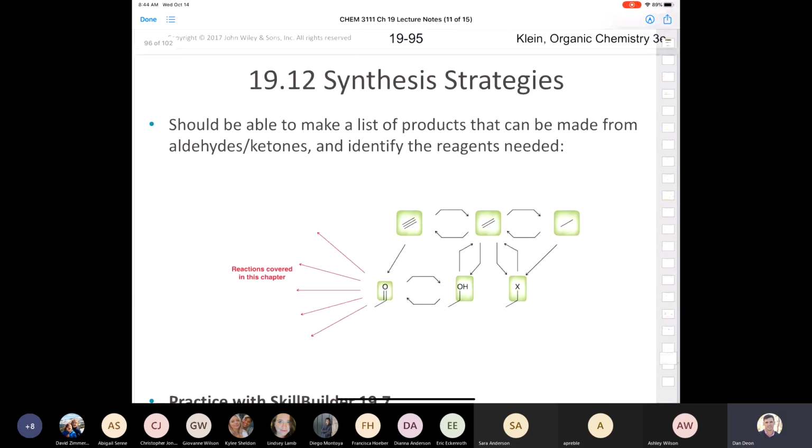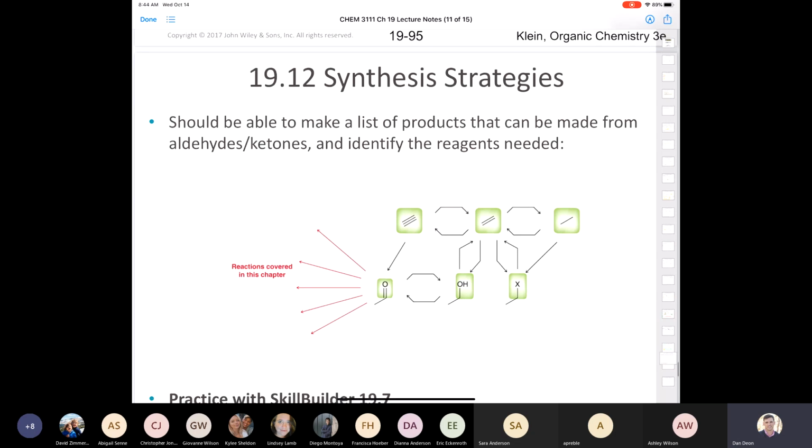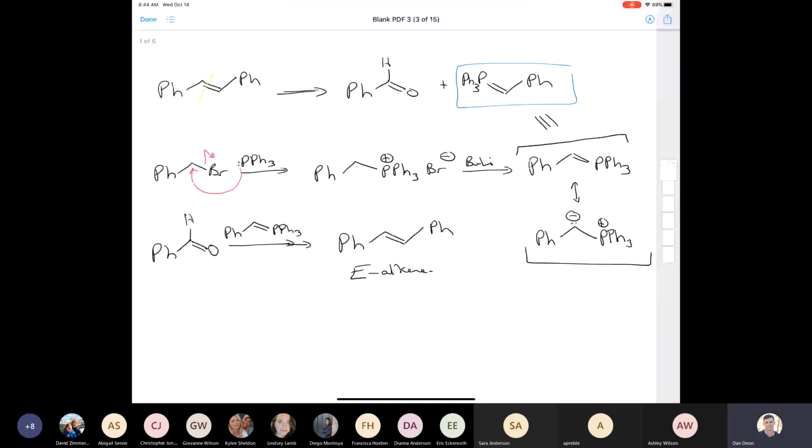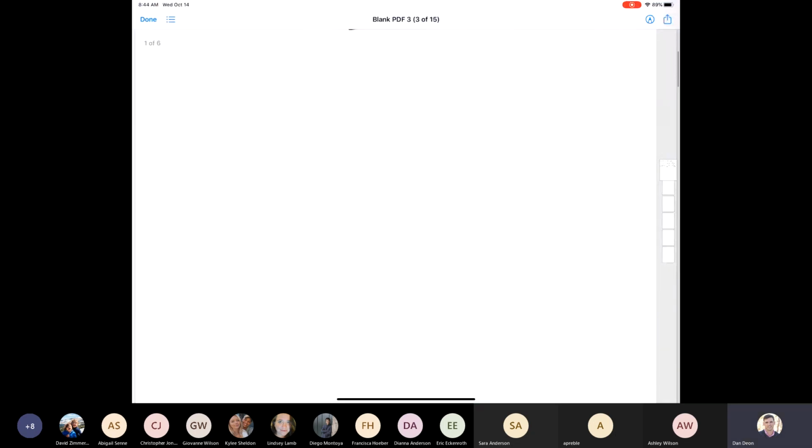What else? You should be able to make a list of products that can be made from aldehydes or ketones and identify the reagents needed. Of course, all these other manipulations are things that were learned in previous chapters, and so you should be able to do those as well. Let's look at these problems, but in order for me to solve these problems, we're going to need more space. So let's go back to our blank slate here, and we'll start with 19.40.